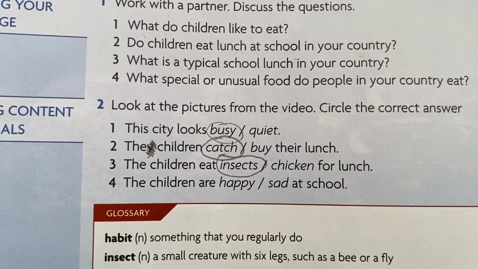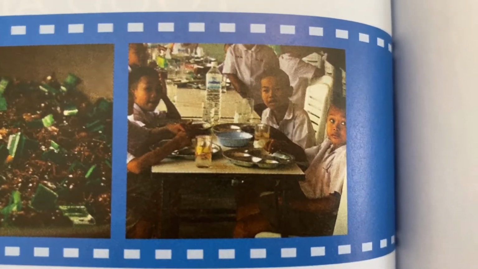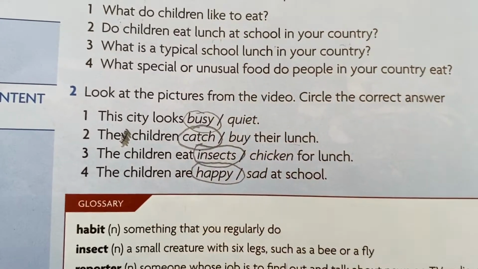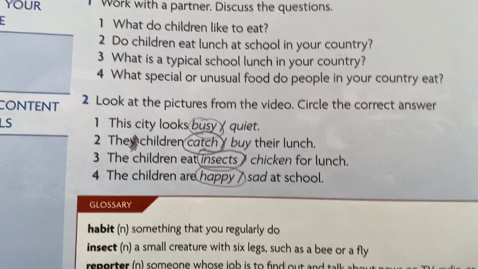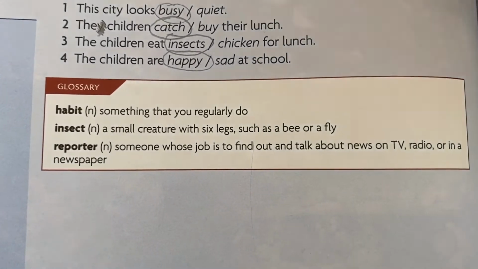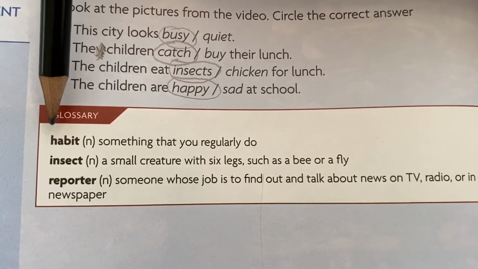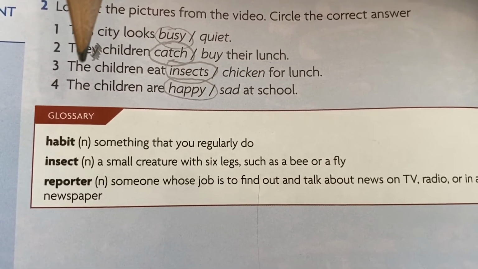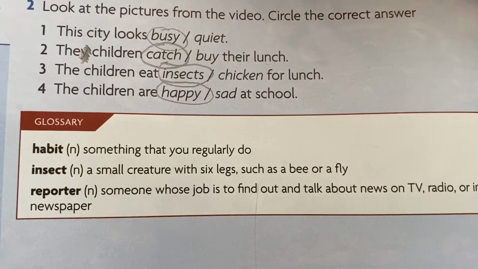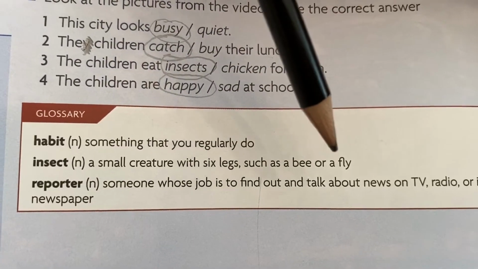And 4, the children are blank at school. Well, they don't look particularly happy, but they're not crying, so they can't be sad. Let's say they're happy at school. Again, these answers are a little bit hard to tell, but try your best. Glossary. A habit is something that you regularly do. Sometimes in English, the H sound is not pronounced, like herb, H-E-R-B, meaning oregano or parsley. But in this word, habit, the H is pronounced. Habit. Insect, a small creature with 6 legs, such as a bee or a fly.